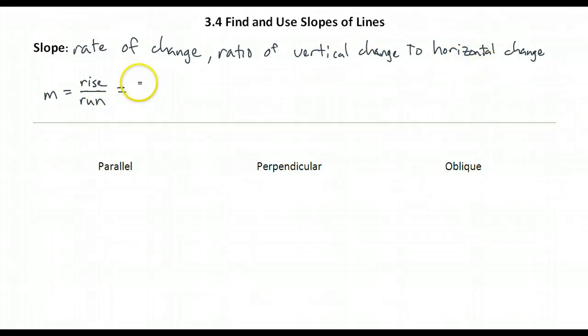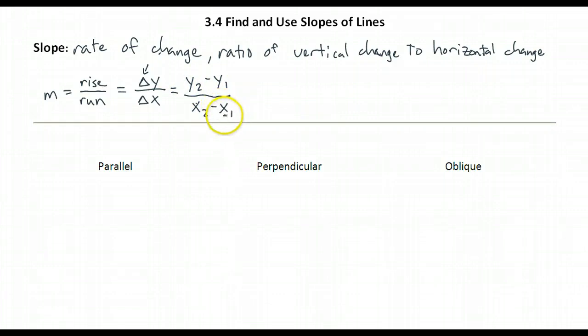Another way to think of rise is our change in y. This symbol right here means change. It's the delta symbol in the Greek alphabet. So delta y over delta x is the change in y over the change in x. To figure out change in a coordinate system, we're going to subtract. We're going to find the difference. So to find the slope between 2 points, we're going to find the difference, the change in our y's over the change in our x's.